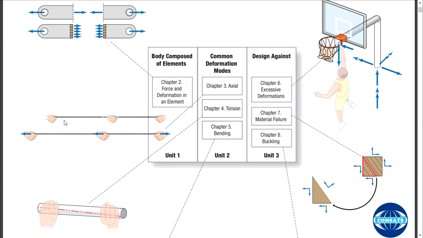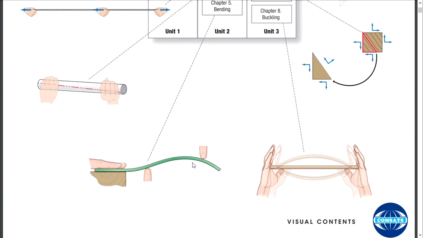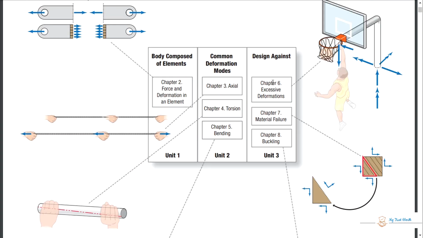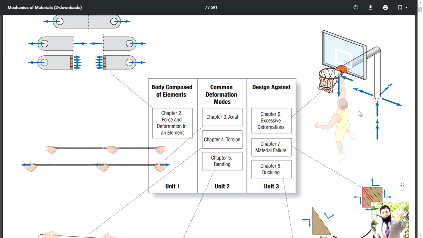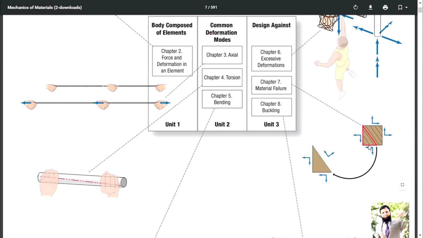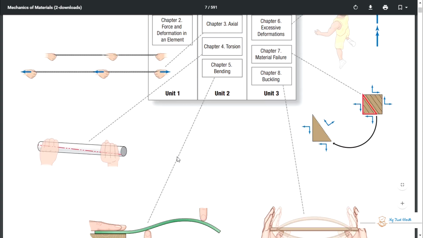In chapter number 2 you will study axial forces, chapter number 4 will be related to torsion, chapter number 5 will be related to bending stresses, and 6 will be excessive deformation. And you can see uniaxial deformation, then biaxial deformation, and then triaxial deformation, and you will also be studying material failure and buckling. So this is our major concern in mechanics of solids 2, that is, how material will fail and how materials will buckle, and these are our concepts from mechanics of solids 1.